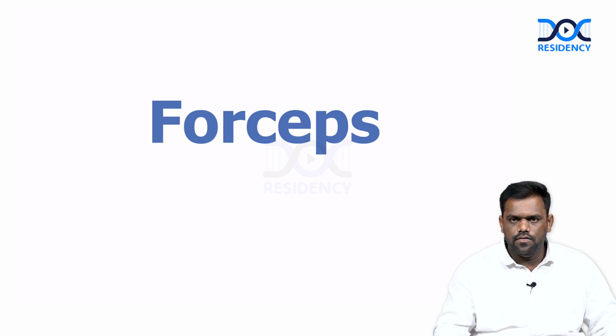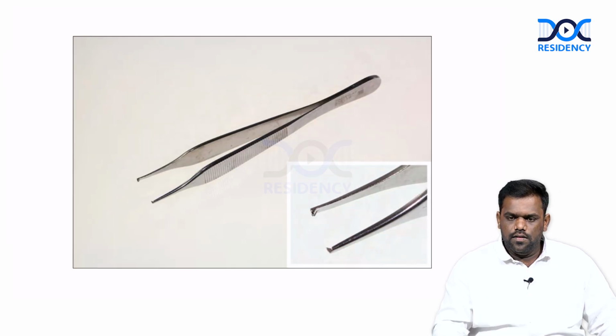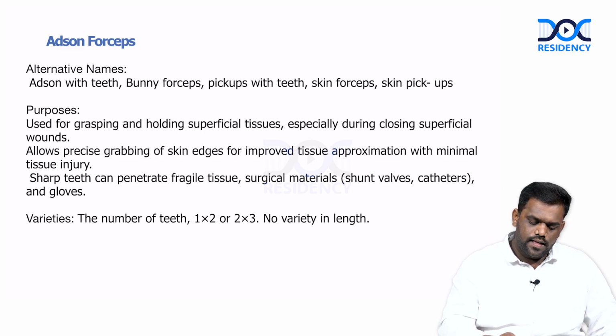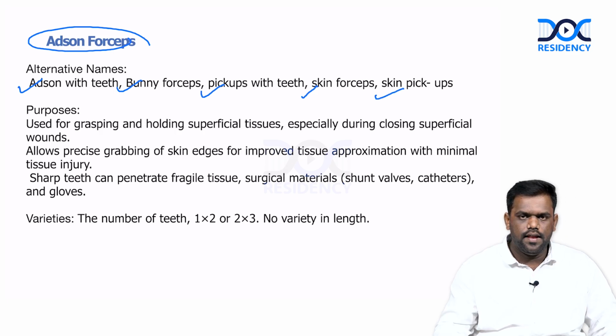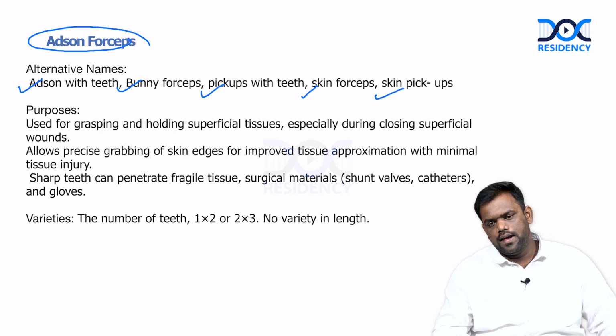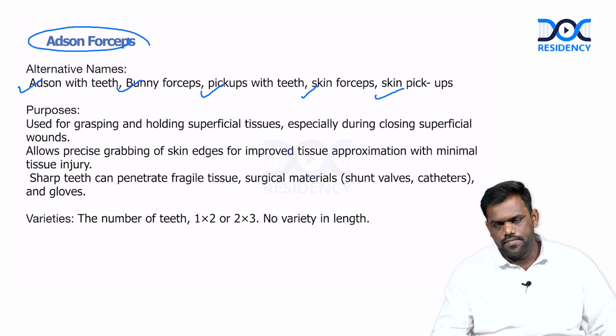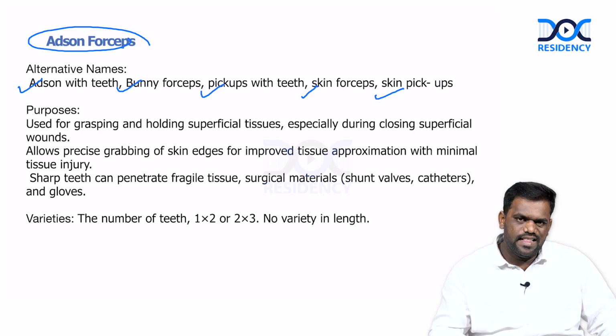This is the forceps. Identify this instrument. This is a basic tissue forceps, the Adson forceps. The alternate names are Adson with teeth, bunny forceps, pickups with teeth, skin forceps, and skin pickups, because there are various local names. The real name is Adson forceps.